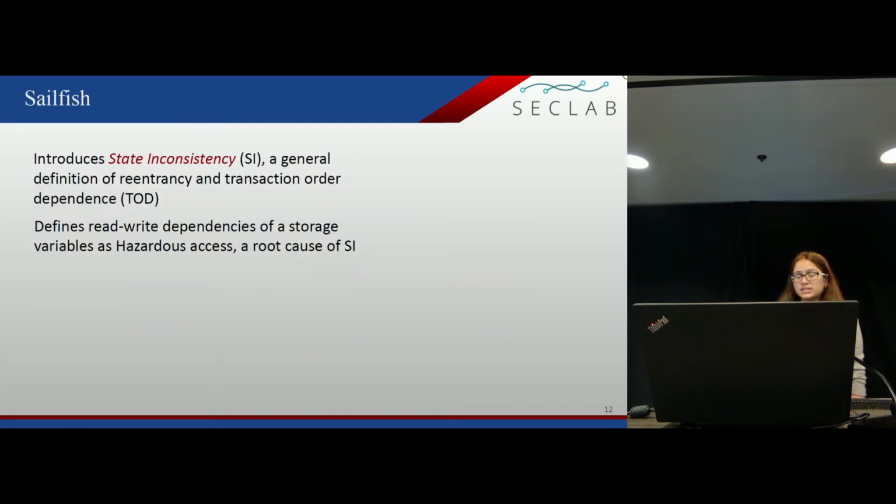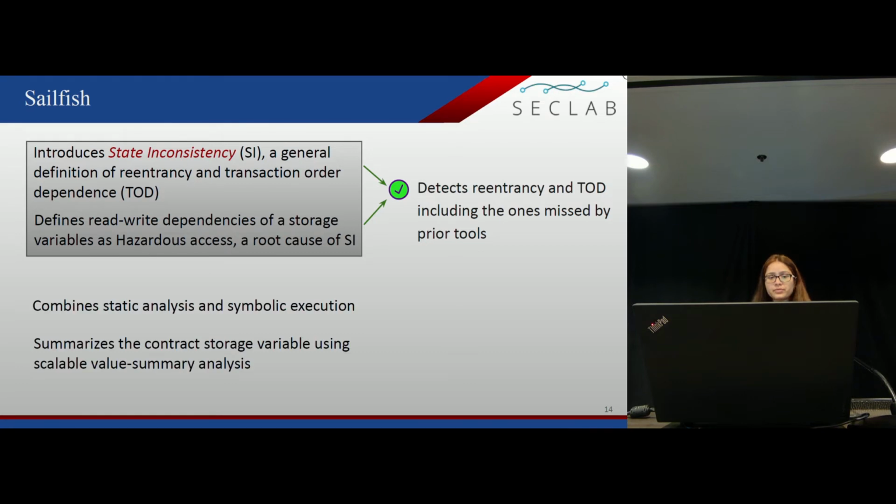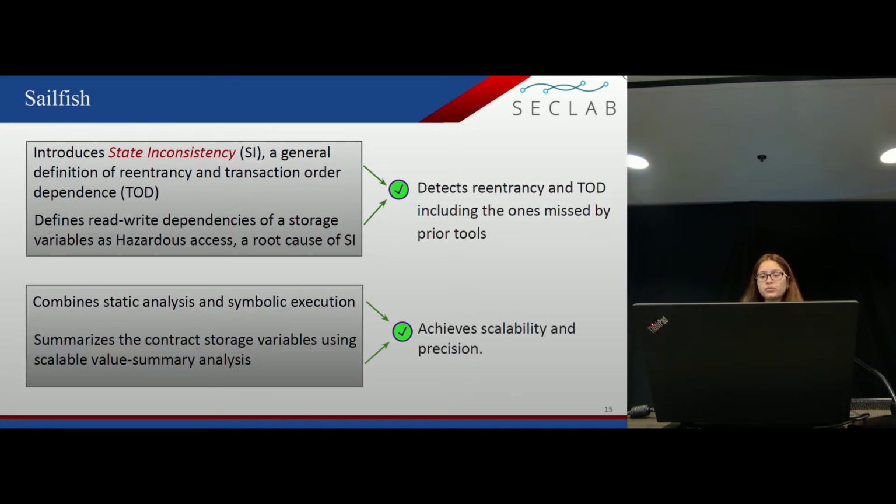In SAILFISH, we introduce state inconsistency, which is a more general definition of reentrancy and TOD. We then reduce state inconsistency into hazardous access, which is nothing but detecting read-write dependencies of a common storage variable, which is a root cause of SI. With this, SAILFISH can detect reentrancy and TOD bugs, including the ones missed by the prior tools. Also, SAILFISH combines static analysis and symbolic execution. Not only that, in order to be scalable, instead of doing a whole contract symbolic execution, SAILFISH summarizes the storage variables of the contract using a technique known as value summary analysis and uses this as a precondition during the symbolic execution. With that, SAILFISH can scale well and achieve precision.